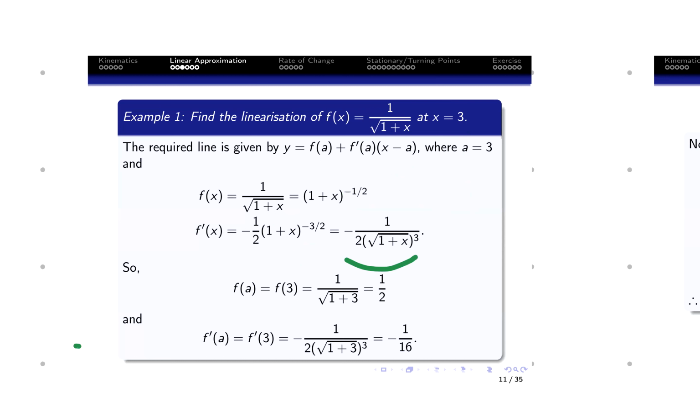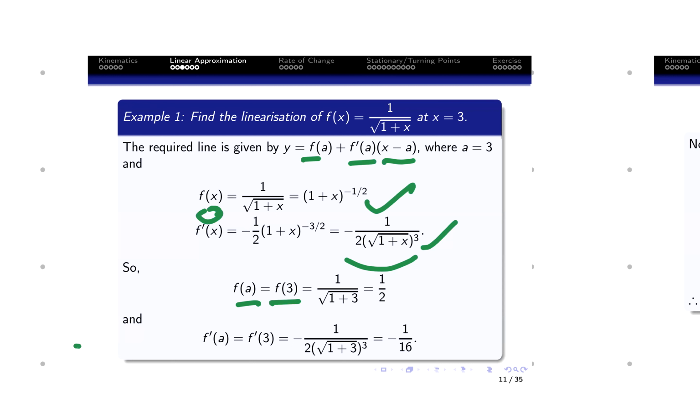From this expression, you need f of a, you need f prime of a, and you need x minus a. So what is your f of a? So this is your f of x. So just put 3 here, and that is your f of a. So f of a is equal to f of 3. So put 3 here directly. So you have 1 over square root of 1 plus 3, and that is square root of 4, which is 1 over 2. So f of a is 1 over 2.